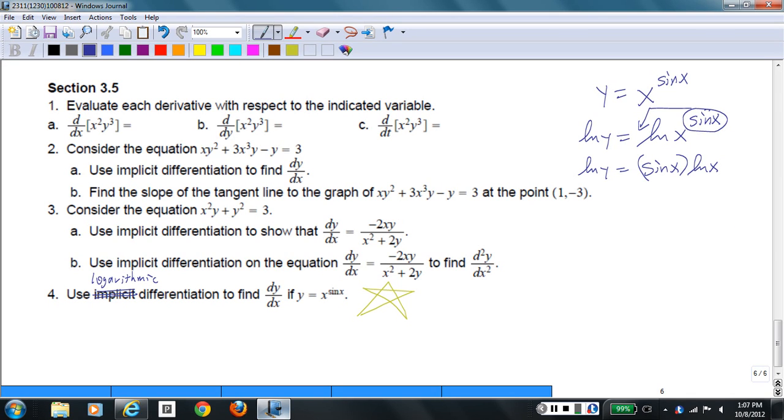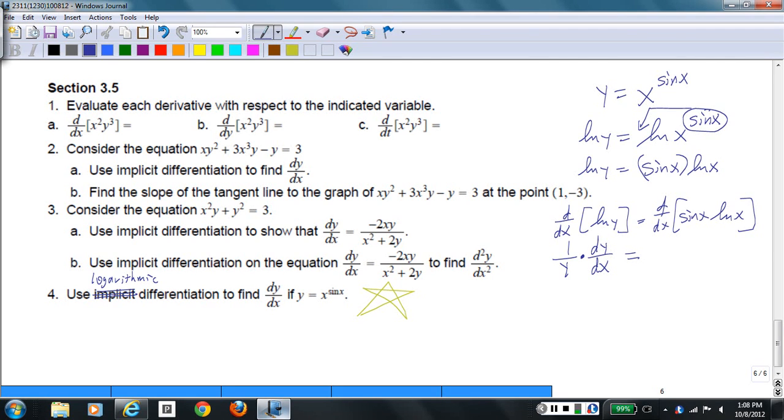Now, no other way we can use properties of logarithms to simplify this, so we can go ahead and differentiate both sides with respect to x. d/dx of the natural log of y equals d/dx of sine x natural log of x. I guess I should go ahead and take care of the left-hand side. d/dx of natural log of y does involve the chain rule. Derivative of the natural log of something is 1 over that something times the derivative with respect to x of that something. So that takes care of the left-hand side.